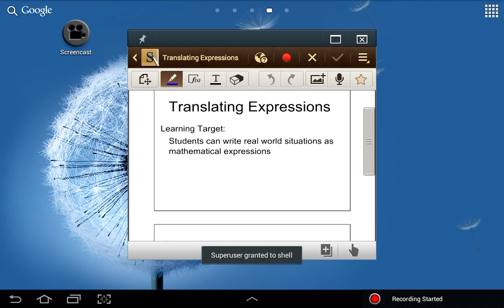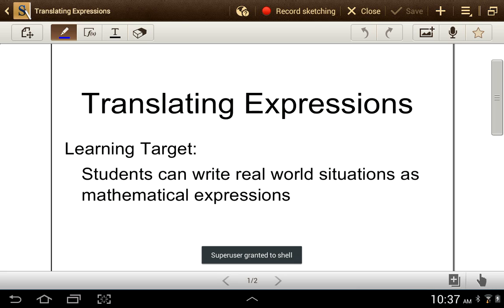Translate some expressions today in class. Our learning target is students can write real-world situations as mathematical expressions. So we're going to take what we say in words and write it mathematically. We're going to go over some key words and phrases that you need to know about. So, translating expressions. If you need to pause, go ahead. Otherwise, I'm going to move on to my first slide.